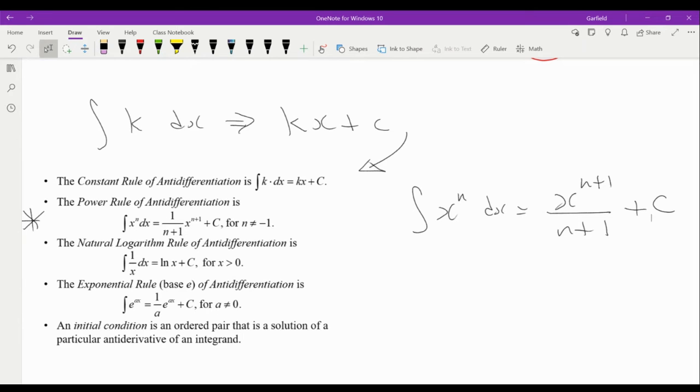Now notice, there's an important note here that n cannot be equal to -1. This is when n is equal to -1. So when n is equal to -1, that's the natural log function that we did before. So this is the only exception to that rule. And of course, we look at the exponential function. So these are the 4 rules that we need to know for most of this chapter.